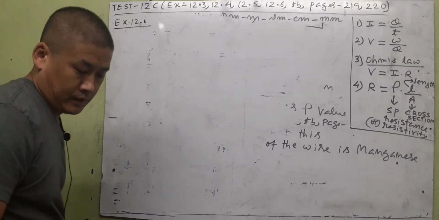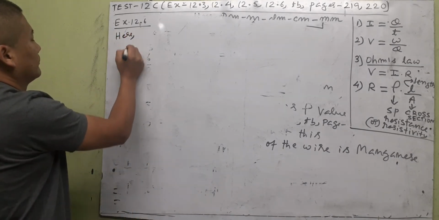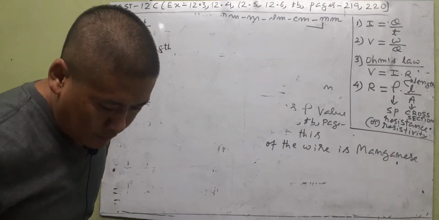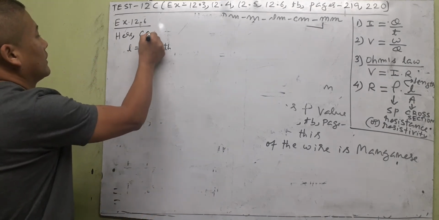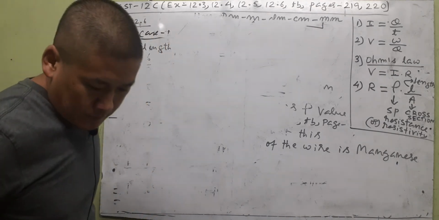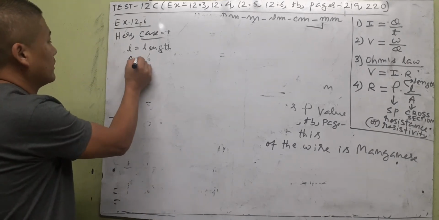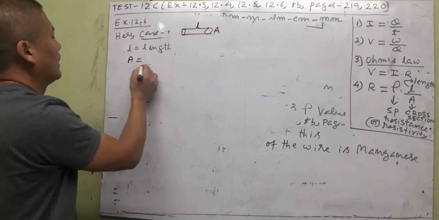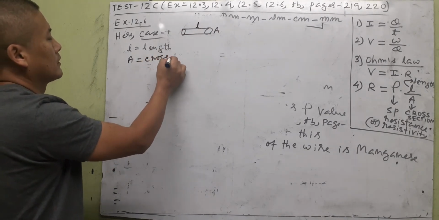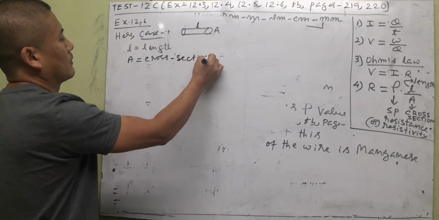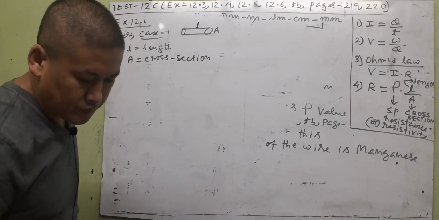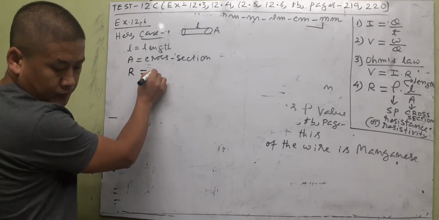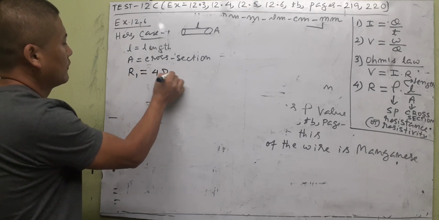So here L is the length given. You can do it simply like this. So this is case 1. Let us say case 1. And cross section A. So A, that means thickness of the wire. This is the wire, let us say. A is the cross section, so L. Cross section means thickness. Then it has a resistance of 4 ohms. So let us write here R1 equal to 4 ohms.